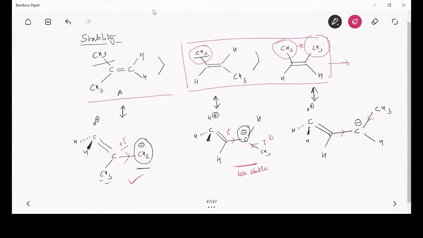Whereas in case of trans-butene, we don't have that kind of interaction because the two methyl groups are just on the opposite side to each other. That means there is no such kind of steric interaction between the methyl groups. Very simply, we can say that that's why trans-butene is much more stable compared to cis-butene. So is it clear?